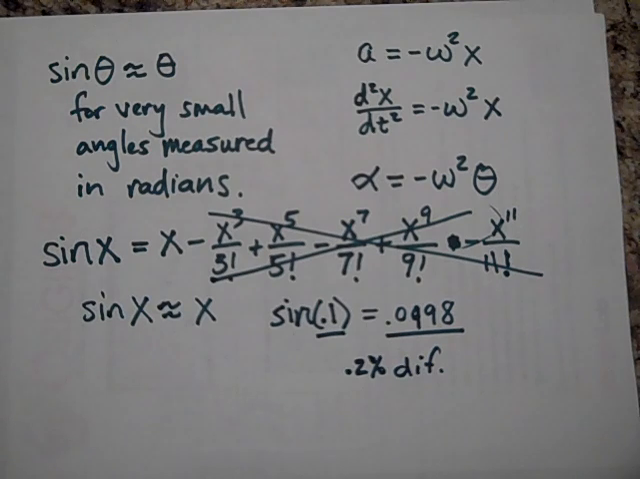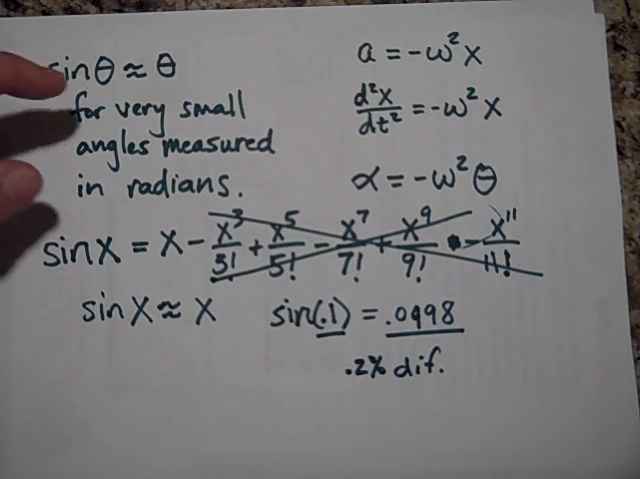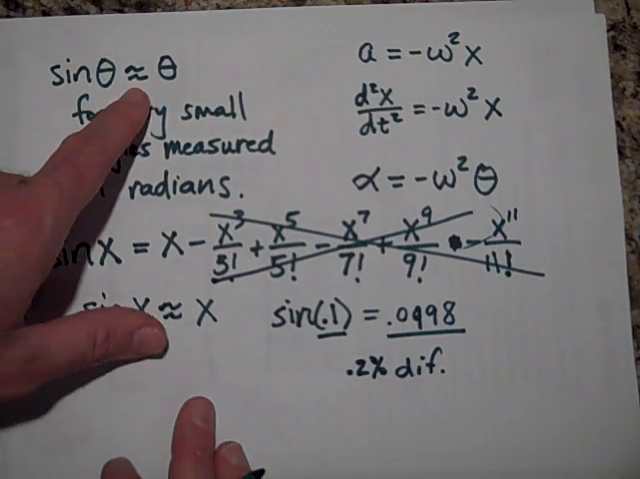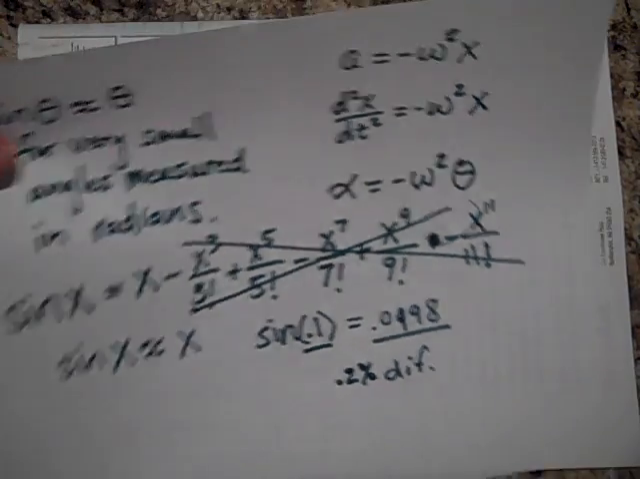All right, well, that took a long time to tell you that the sine of theta, when you're in radians, is approximately equal to theta for small radians. Okay, so let's get going on this derivation then.